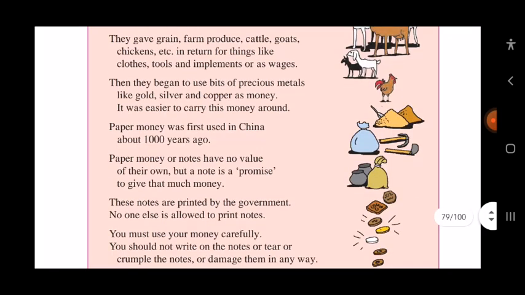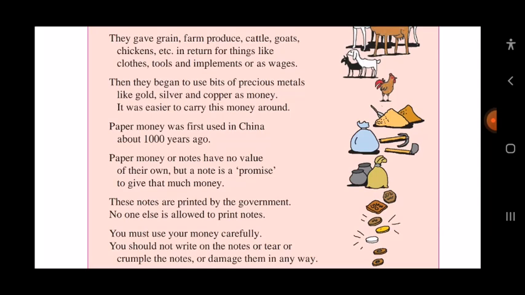They then began to use bits of precious metals like gold, silver, and copper as money. It was easier to carry this money around. After some years they started using bits of precious metals like gold, silver and copper as money. Previously, we even had coins of silver. Now we don't have them because the prices increased, but previously we had coins of silver. So that was an easier way to carry money around.